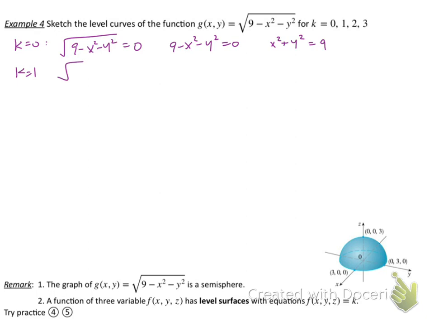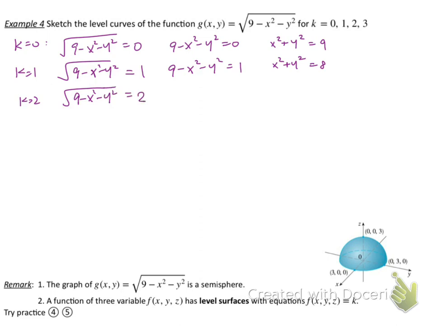K equals 1, I have the same thing. The formula equals 1. Square both hand sides. I have 9 minus x squared minus y squared equals 1 squared, again, 1. Now, minus 1 on both hand sides. Move my x squared and y squared to the right, but write it first. I have x squared plus y squared equals 9 minus 1, which is 8. Now, k equals 2. I have square root of 9 minus x squared minus y squared equals 2. Square both hand sides. I have 9 minus x squared minus y squared equals 4. So similarly, I have x squared plus y squared equals 9 minus 4, which is 5.